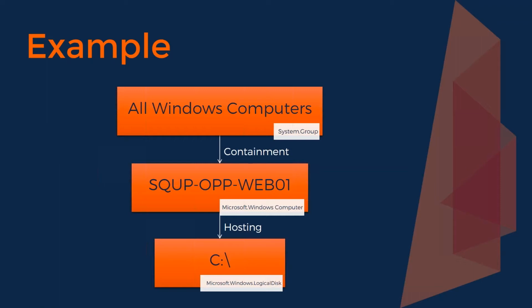And then if we look at our disk drive, it has a hosting relationship to our computer, and will be of type Microsoft Windows Logical Disk. So that says that this C drive exists on this particular computer, not on any other computers. And likewise, its identity, if you look at its path for this drive, its path would be SCOM-OP-WEB01/C:.